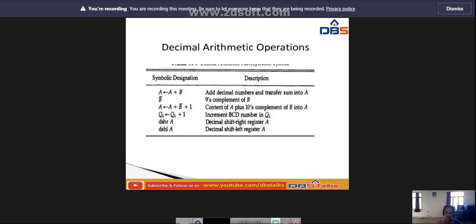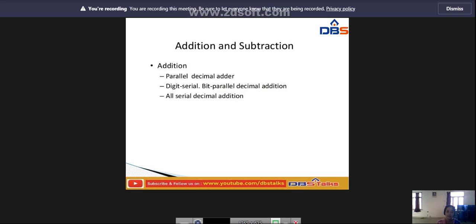Next, QL ← QL + 1, incrementing the BCD number in QL. Then DSHRA, decimal shift right register A, and DSHLA, decimal shift left register A. So these are the two conditions. This is called the decimal arithmetic operations. So we have addition and subtraction in decimal arithmetic operations. We have the parallel decimal adder, digit serial bit parallel decimal addition, and all serial decimal addition.